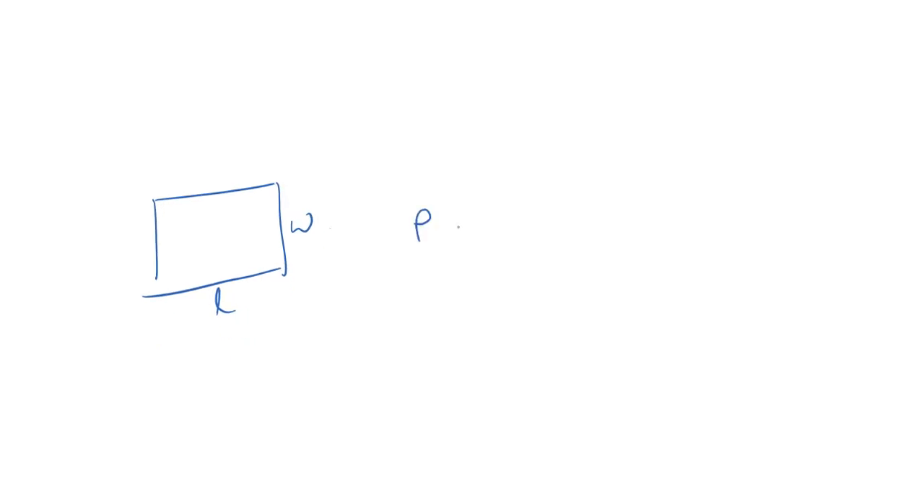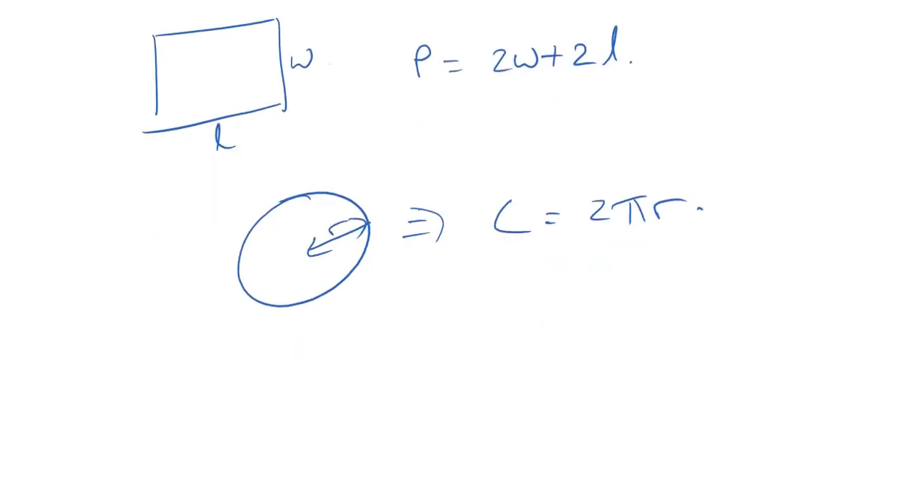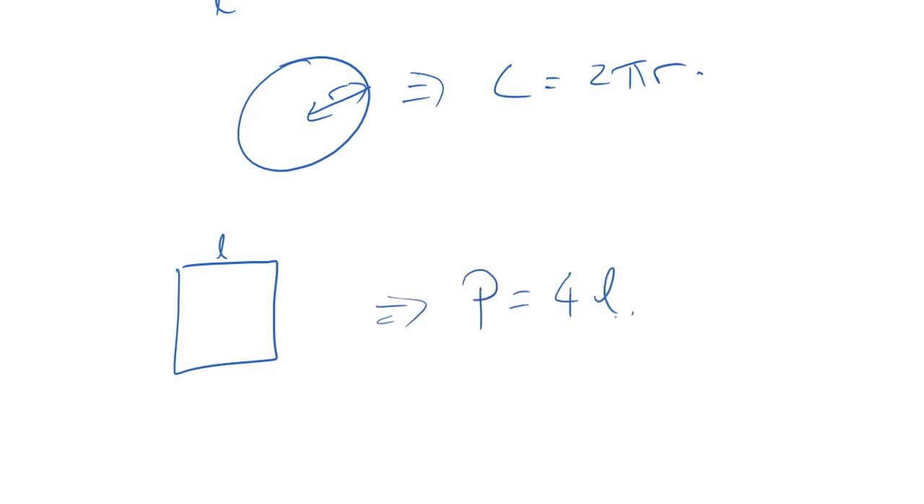Okay, so if we had a rectangle and I called this L and W for length and width, then I could say for sure that the perimeter is 2 of those W's plus 2 of those L's, right? The formula for circumference of a circle, if we have the radius there, is going to be 2 pi r. And if we think about maybe a square, with L as the length of the side, then the formula for the perimeter of this is 4L.